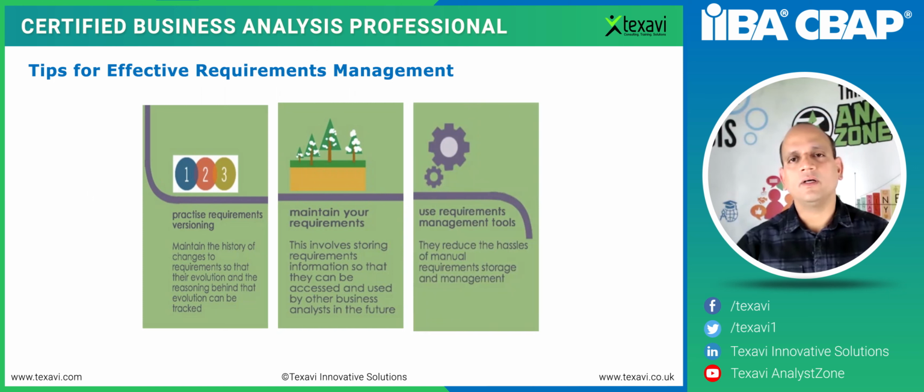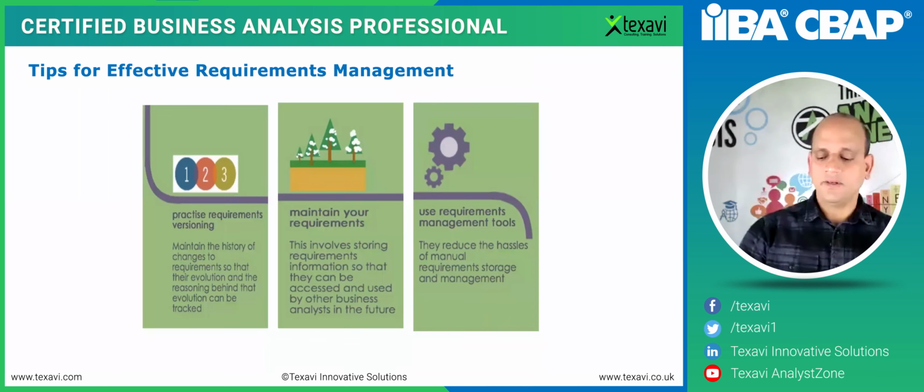We were talking about all those Rhodes and Rational RequisitePro, and also the Axure RP for the prototyping, and some of these other things like requirement management, requirement tracing, traceability, all that, Caliber and things like that. Each has got its own benefit and its own demerit.